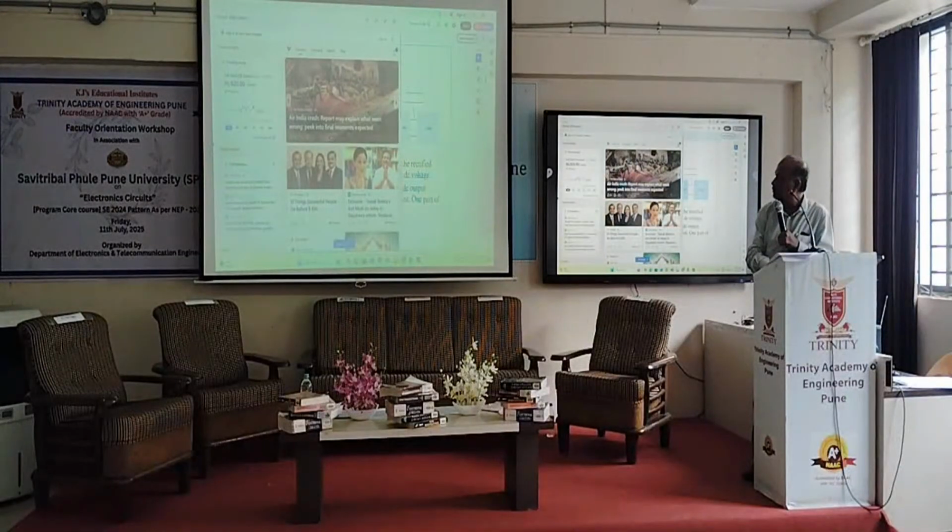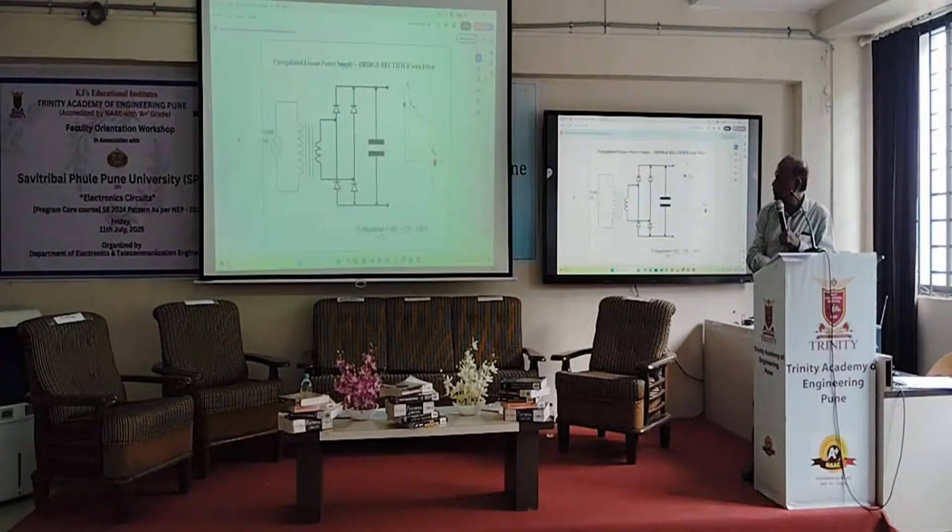Then this is the diagram of the bridge rectifier.